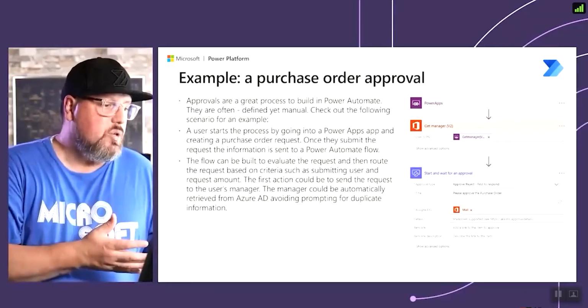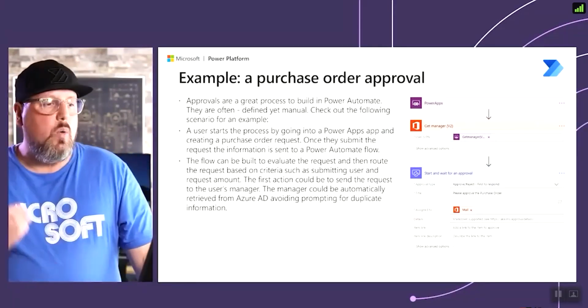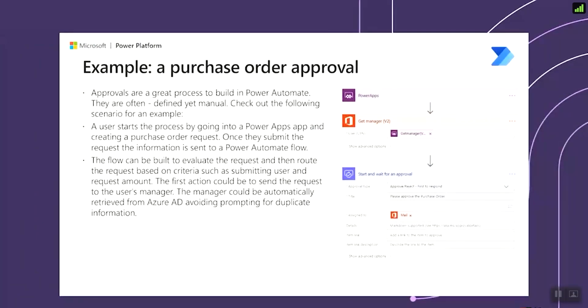Then a user can start the process by going into Power Apps and creating a purchase order request. Once they submit the request, the information is sent to a Power Automate flow. The flow can be built to evaluate the request and then route the request based on criteria such as submitting user and the requested amount. The first action could be to send the request to the user's manager, and the manager could be automatically retrieved from Azure AD, avoiding prompting for duplicate information.